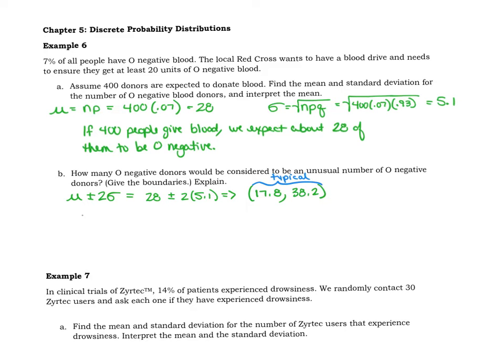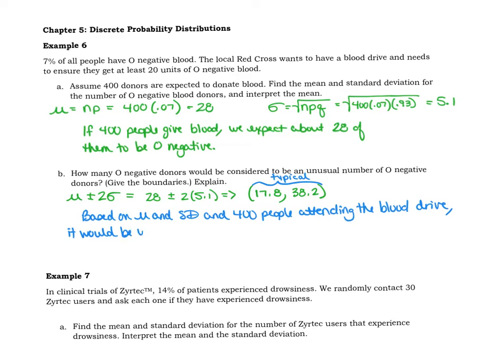But we're asked to explain what would be an unusual number of O negative donors. So based on the mean and the standard deviation, so I'm going to use some abbreviations there, the symbols for mean, and then you can use SD or you can use the sigma, I don't care, and 400 people attending the blood drive. Because these numbers don't apply if only 200 people show up, or if 1,000 people show up.